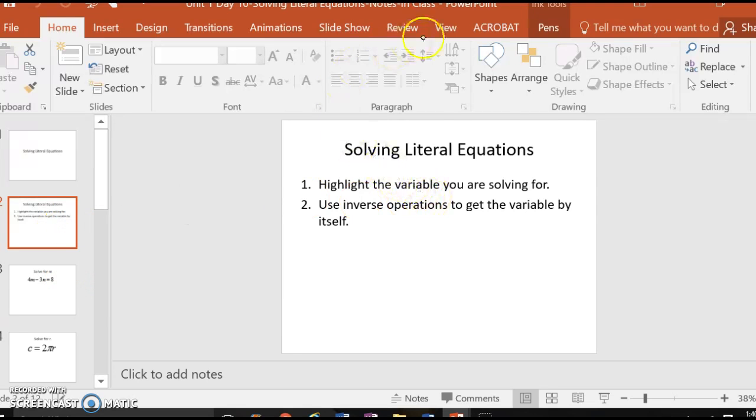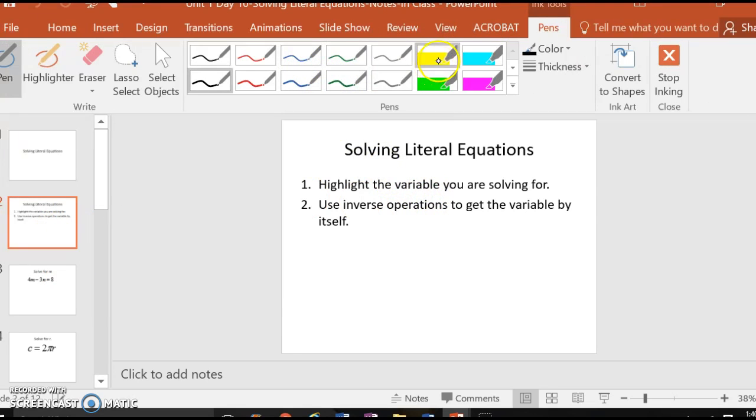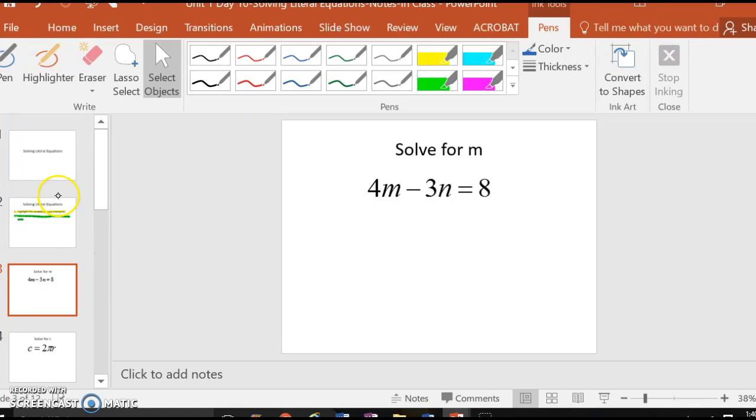So what do we do to solve these? Well, the first thing we do is highlight the variable that we are solving for. Once we do that, we use our inverse operations to get the variable by itself. So it's like solving an equation. And that's why I stress showing your work all the time.